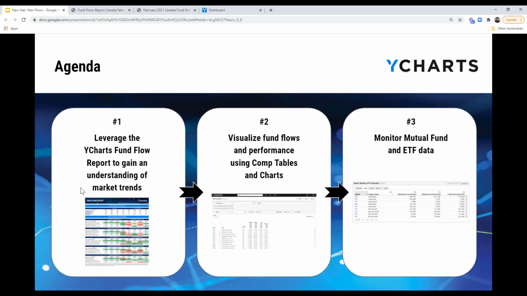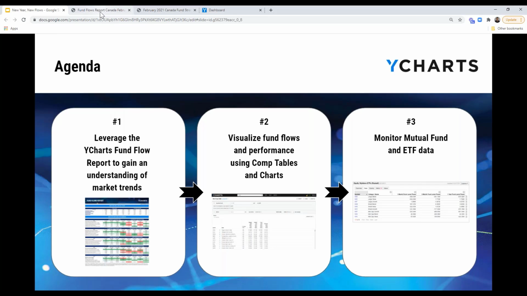And then finally, we'll wrap up with a couple tips and tricks to help monitor information like fund flows and being able to set alerts on the data so you don't have to manually go in and look at flows or pull big reports anytime you want to keep tabs on the funds that are most important to you.